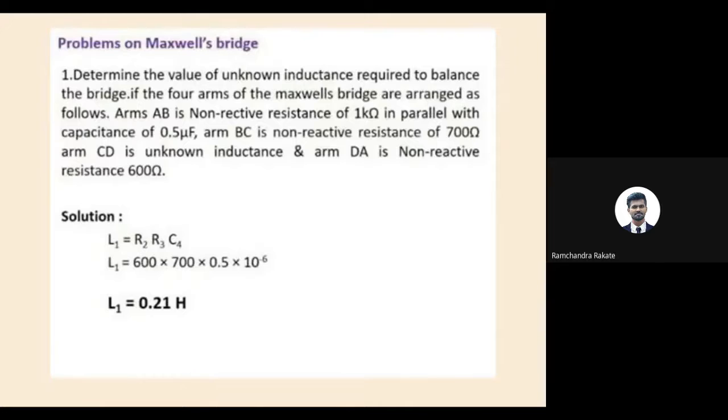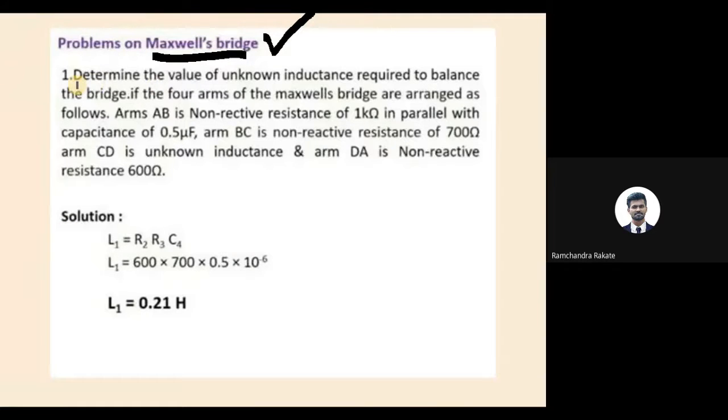Now we go back to the particular example. This is a problem on the Maxwell bridge. As I declared at the start, in our curriculum we have mostly been given the Maxwell bridge, but Maxwell bridges are classified into two categories. The first one is inductance and the second is inductance capacitance. So let us start with the example.